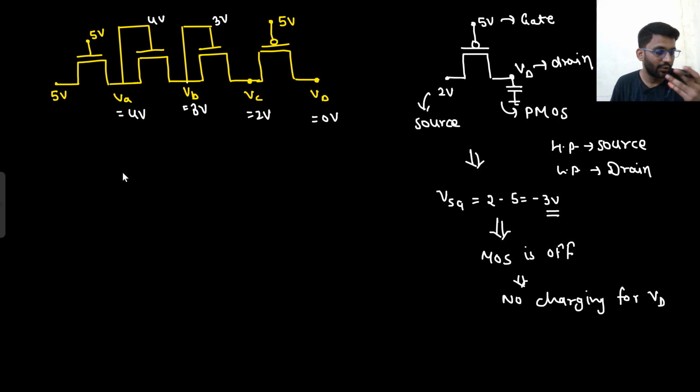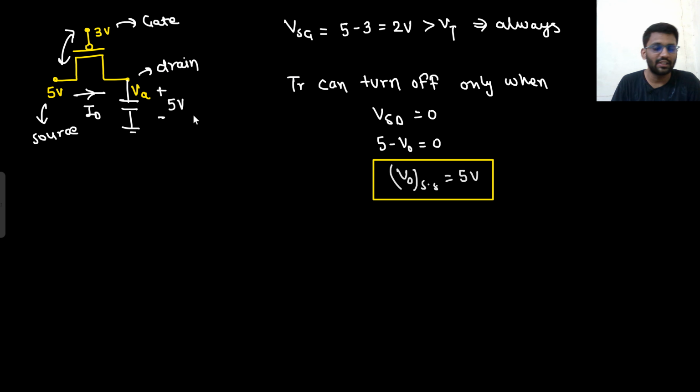If you put VGS to be lesser than VT, then your transistor will be turned off. But here your VSG potential is fixed. That is always fixed. So the transistor can turn off only when your VSD is equal to 0. So V naught steady state would be 5 volt. So the complete 5 volt will be going towards the output.